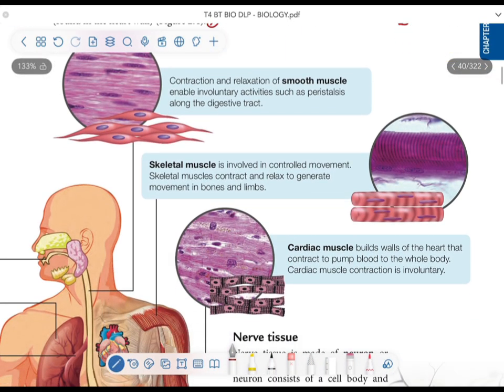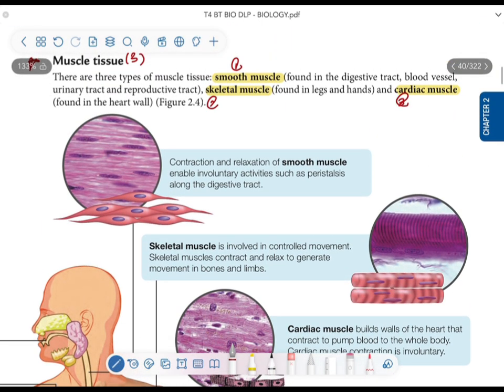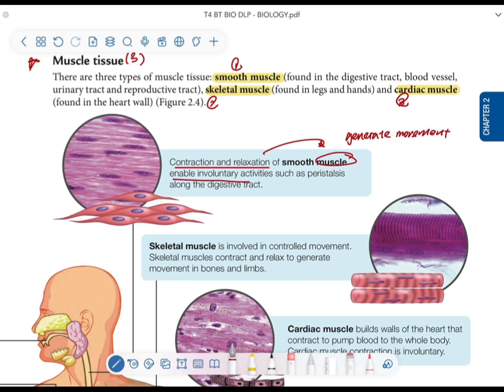First of all, let's look at what smooth muscle is. Contraction and relaxation is the term for muscle. The muscle must be able to contract and relax in order to generate movement. This contraction and relaxation of smooth muscle enables involuntary activities such as peristalsis along the digestive tract. So you need to know that smooth muscle mainly controls involuntary actions. You need to take note of this.